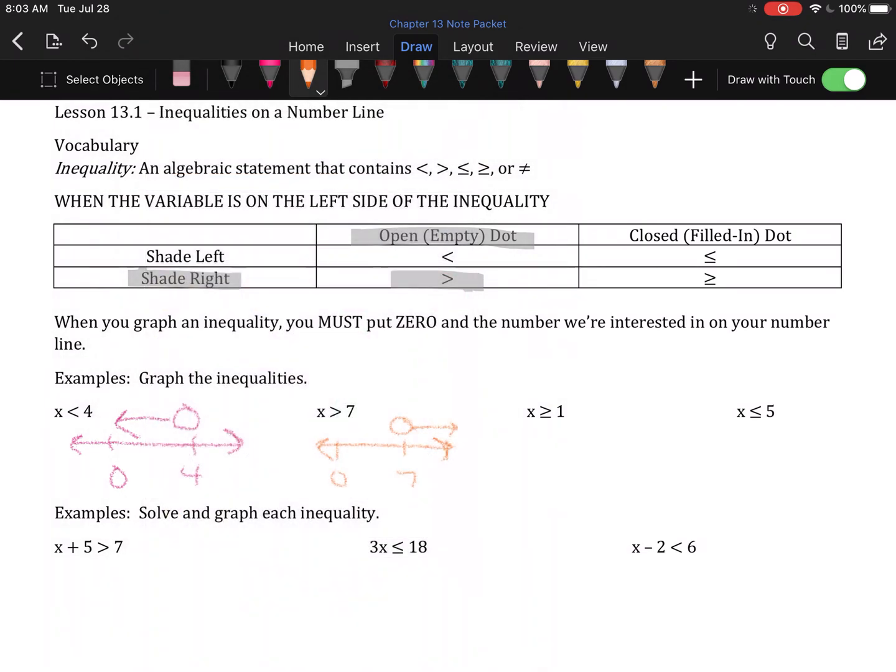Next up, we have x is greater than or equal to 1. So I put down my number line, and I'm going to put 0 and 1 on the number line. And notice I'm not worried about how far away my numbers are from 0. I just want them to be on the right side of 0 since they're all bigger than 0. So this has greater than or equal to, which is this symbol. So it's the shade right and filled in area. So when I go above 1 and put my circle, I'm going to fill it in. And then I'm going to draw an arrow off to the right.